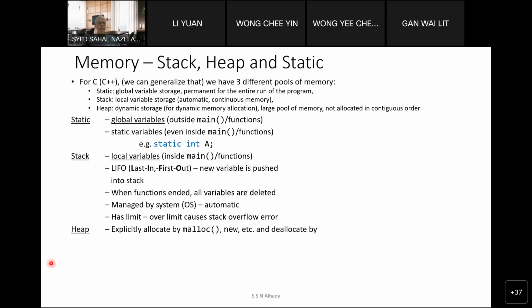And then heap is explicitly allocated by malloc. In programming in C, you use malloc, and in C++, we use the new operator. And you can reallocate it and free it by using the free function and the delete operator. Free is in C and the delete operator is in C++.